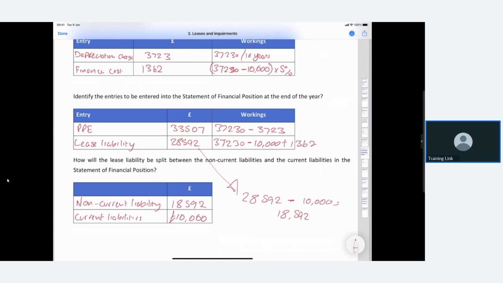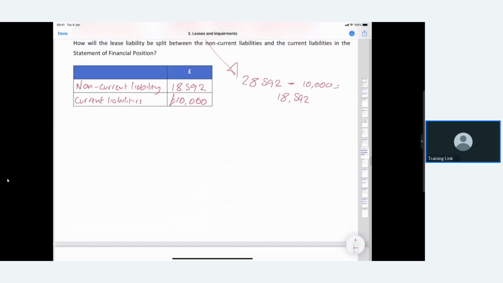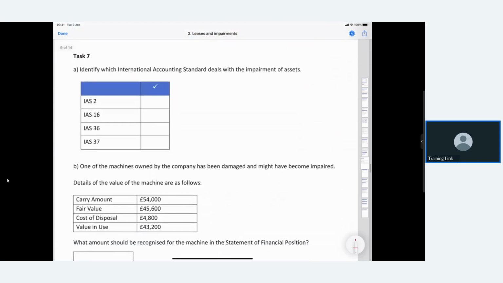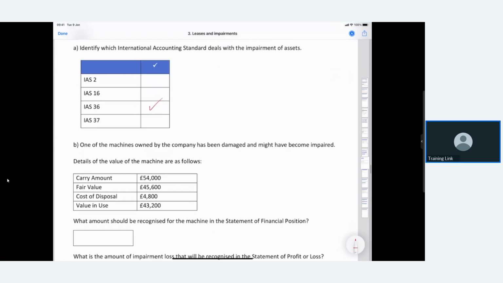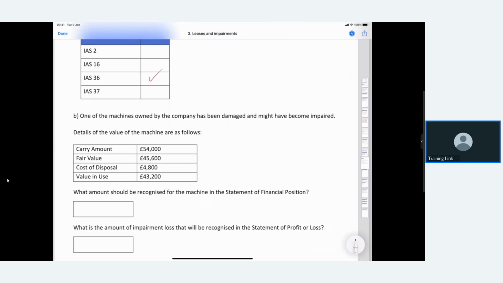Fantastic. Right, okay. So task 7 then, identify which international accounting standard deals with the impairment of assets. So I spoke about all of these earlier on. So that would be IAS 36. It then says one of the machines owned by the company has been damaged and might have become impaired. Details of the value of the machine are as follows. So we have the carrying amount, fair value, cost of disposal, and value in use.